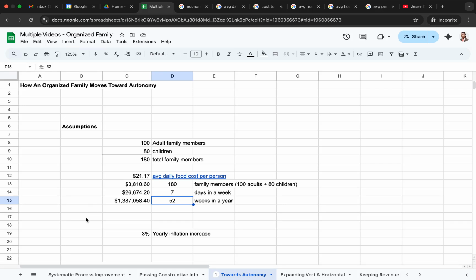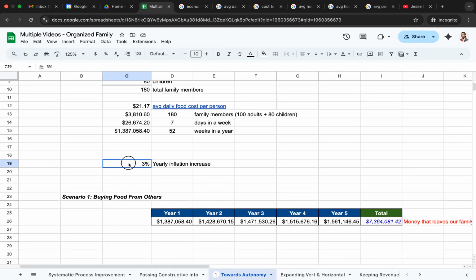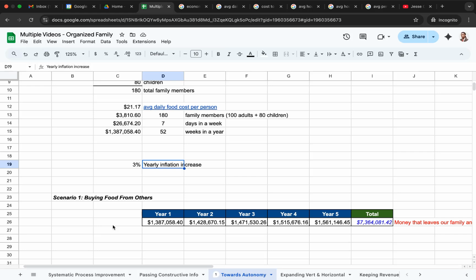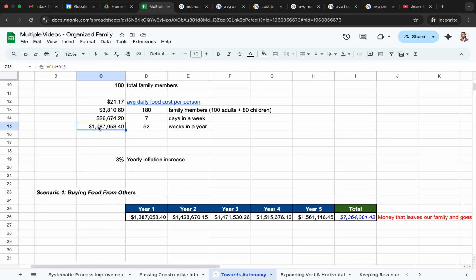Now, right off the bat, when we start thinking in terms of the entire family and we start aggregating these numbers, we see how quickly the numbers can get to be very big numbers. So this family of 180 people is spending $1.3 million per year on food. Now, I also have another assumption of 3% inflation increase, and that will come into play here in scenario one. So let's talk a little bit about scenario one now that we have these assumptions out of the way. So essentially, I'm taking this 1.3 million and bringing it down here to year one. And here I have 5 years of food expenses for this family. So in year one, it's this 1.3 million, which we calculated here up top.